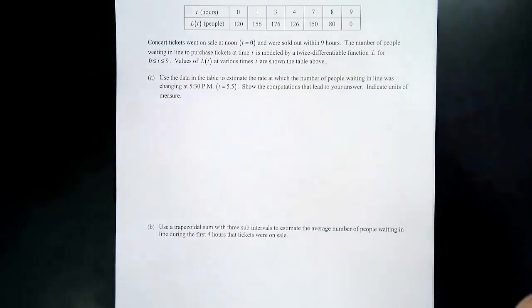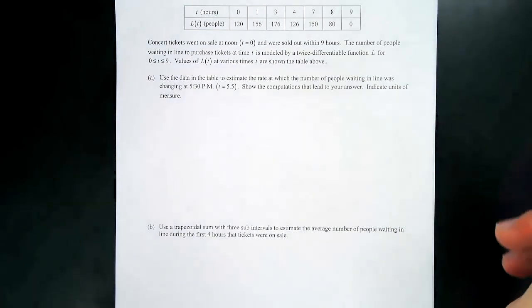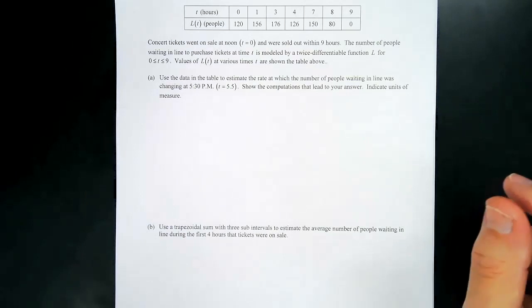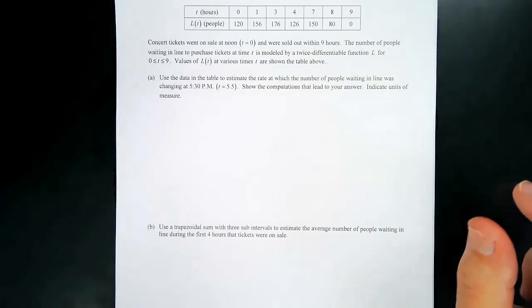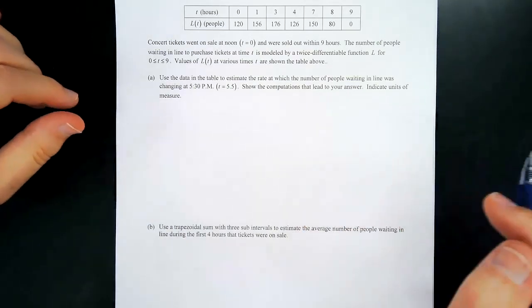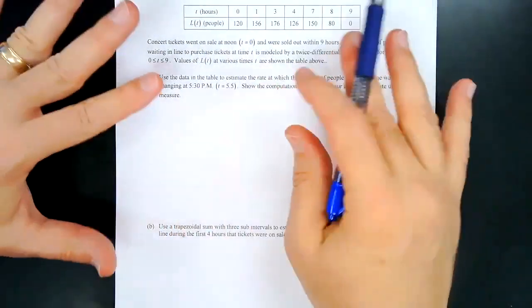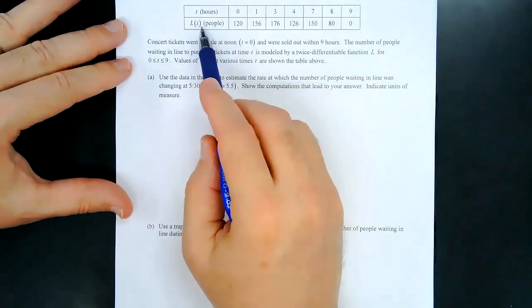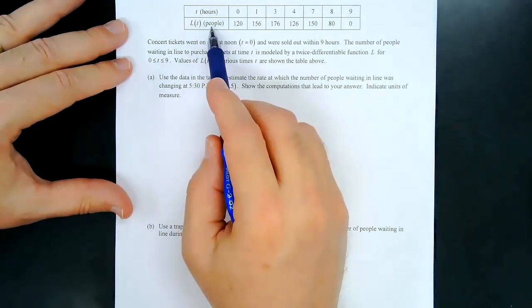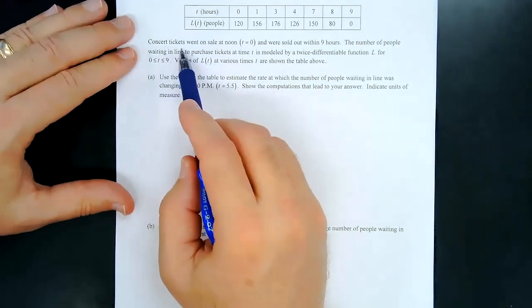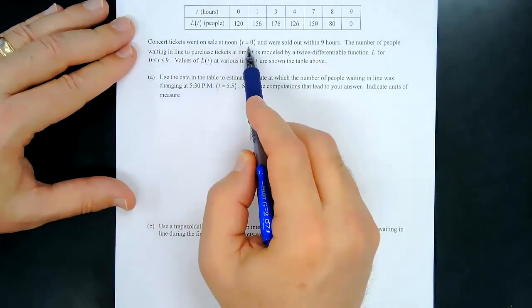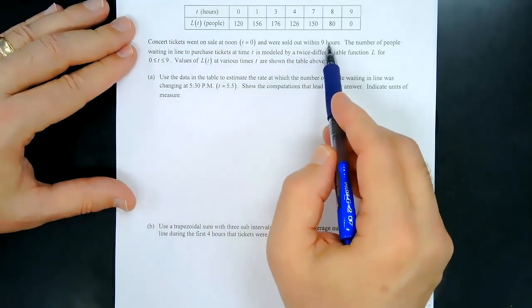So this next problem is a problem from an old AP exam. It's one from when I first started teaching AP calculus close to 15 years ago, okay? Long time ago, all right? So here we go. We're given a table of values. We're given the number of people here. L of t is the number of people. And so concert tickets went on sale at noon, t equals 0, and were sold out within 9 hours.